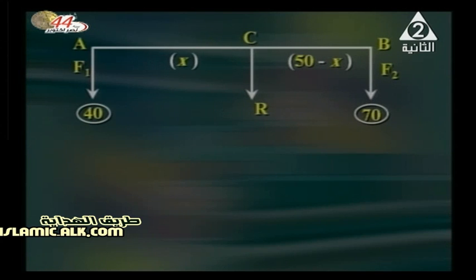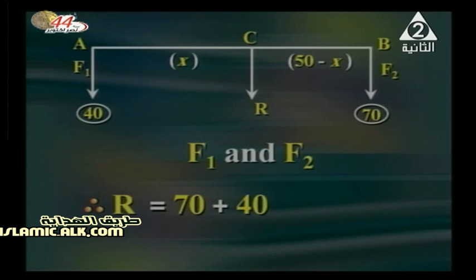Look at, dear student, we have two forces, F1 and F2. F1 equals 40, F2 equals 70. The two forces act in the same direction. Then R is the sum of the two forces and in the same direction. Dear student, AB equals 50 centimeter. Let C belong to AB and AC equal x. Then CB equals 50 minus x. The resultant of F1 and F2 in the same direction equals 70 plus 40 equals 110 Newton.